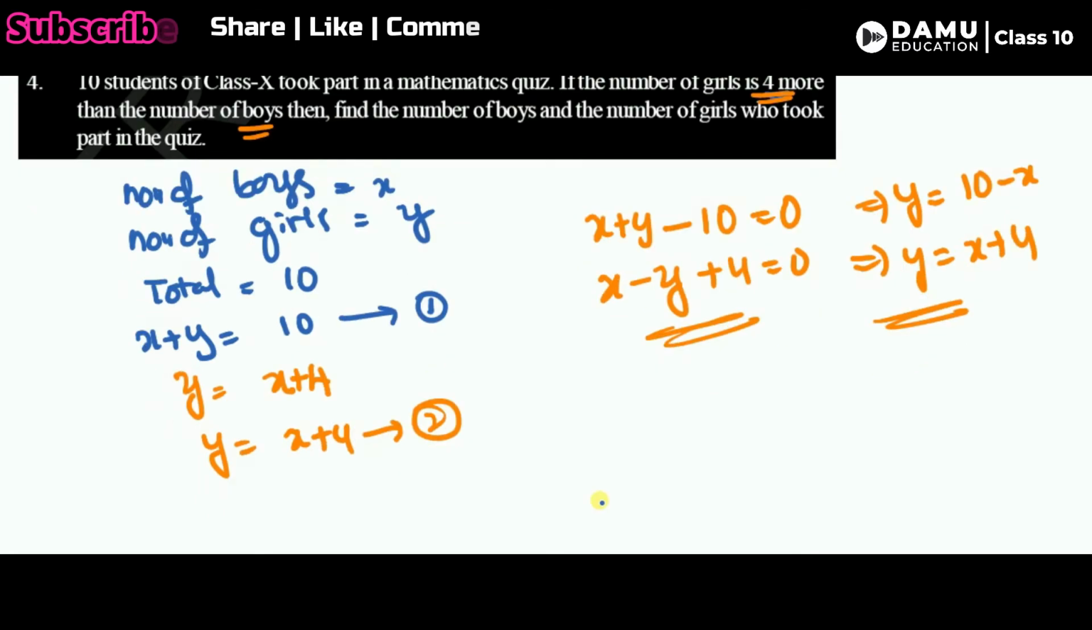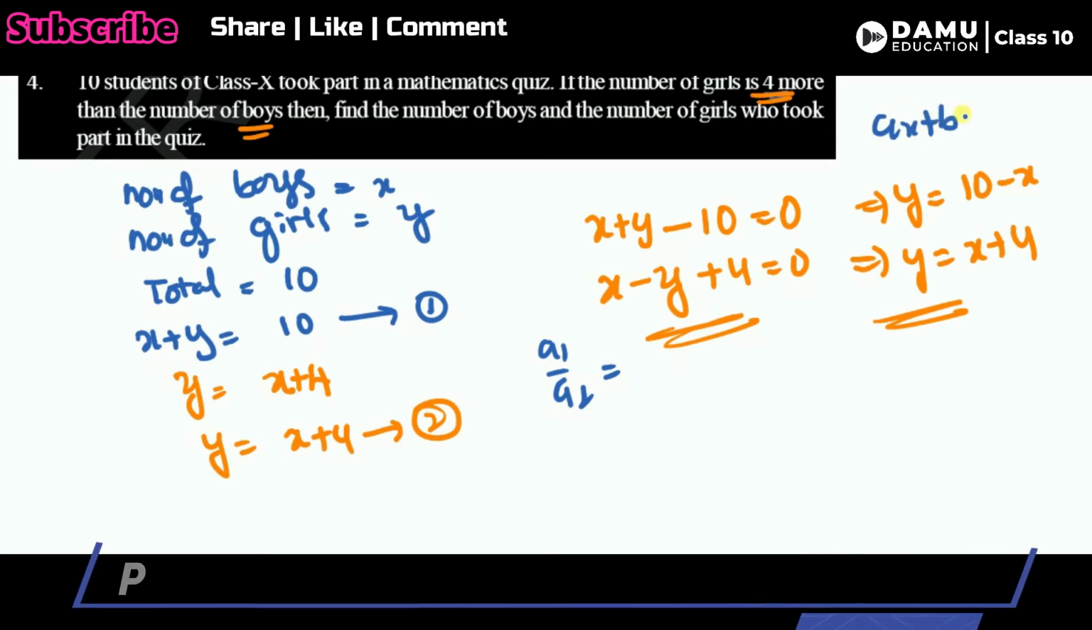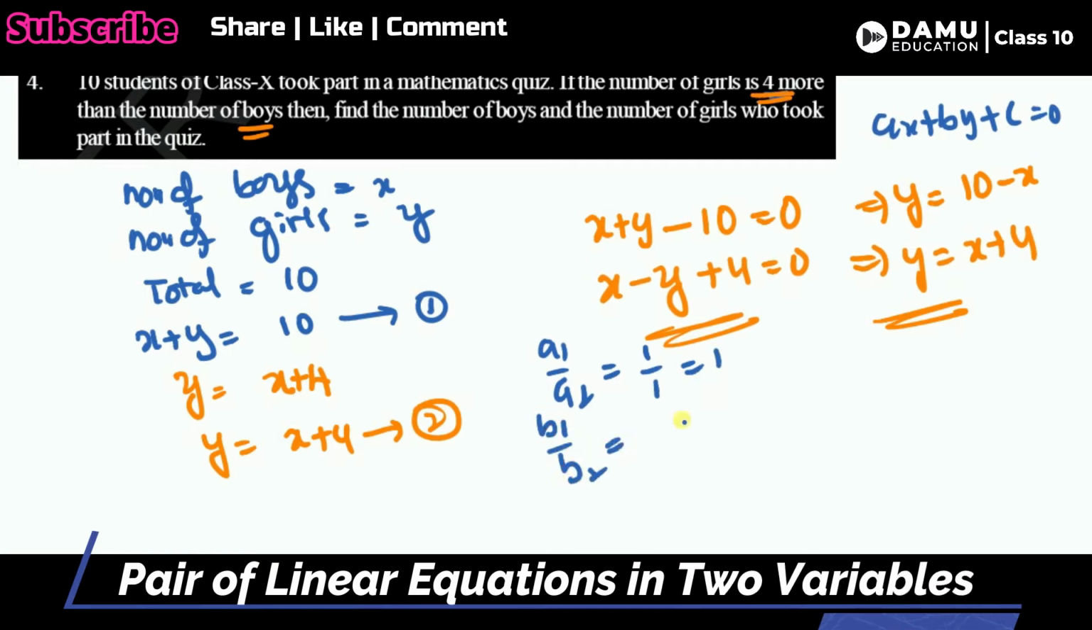So let's go into comparing the ratios. What is that? A1 by A2. For this, the form is AX plus BY plus C equal to 0. Based on that, A1 by A2 is 1 by 1, so we get 1. Then B1 by B2: B1 is 1, B2 is minus 1, so we get minus 1. Then C1 by C2: C1 is minus 10, C2 is plus 4. So the ratio is minus 5 by 2.